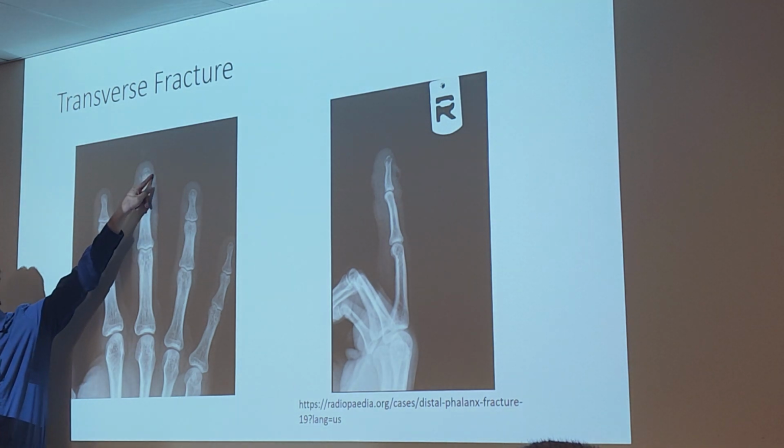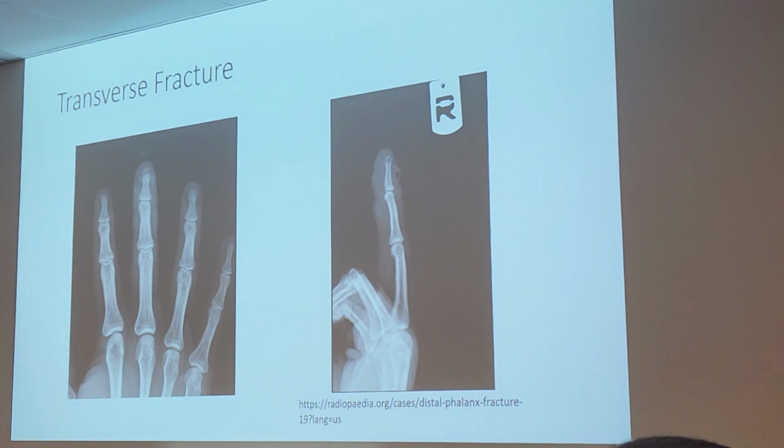Does that happen when you drop something heavy on your finger? Right, so they could have dropped something heavy on it. Sometimes you have people who use saws and accidentally cut the finger off and fracture it that way. It'd be a lot sharper if it was.